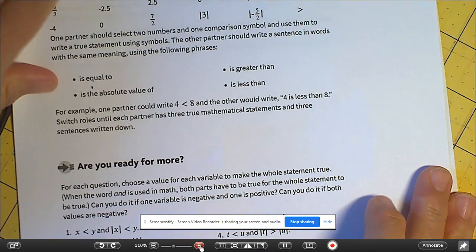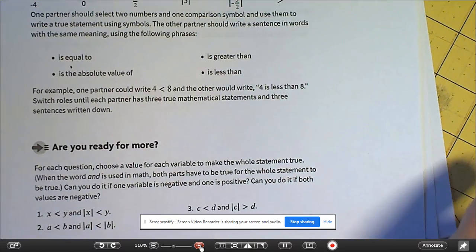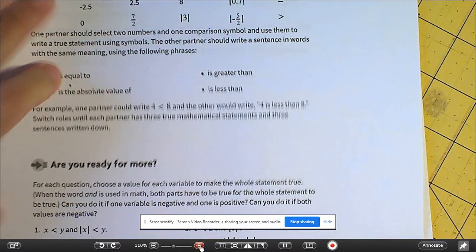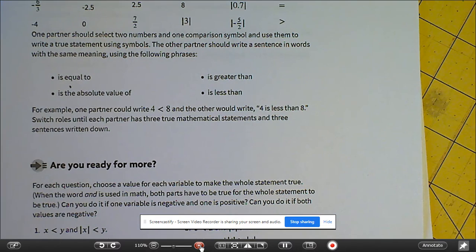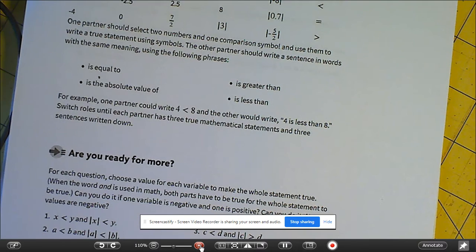We're on 7.3. Mix and match. Inequality, mix and match. Here are some numbers and inequality symbols. Work with your partner. So you are your own partner. So you can pause the video and try to figure it out. So pause the video and write true comparison statements.